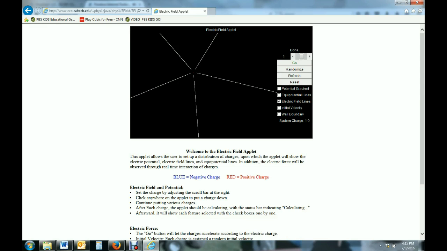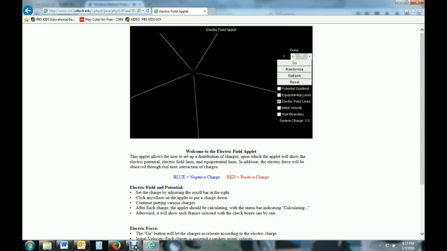Okay, this simulation uses a red dot to indicate a positive charge. When we get to negative charges, they'll be blue. And notice it just shows lines radiating outward. Okay, does this make sense? Remember, the electric field shows the force on a little positive charge due to the fixed charges.